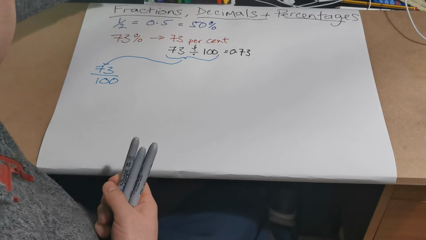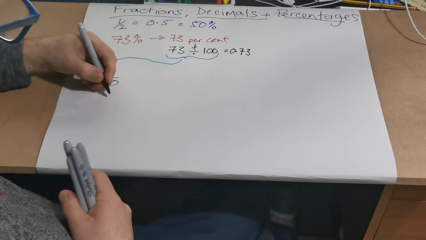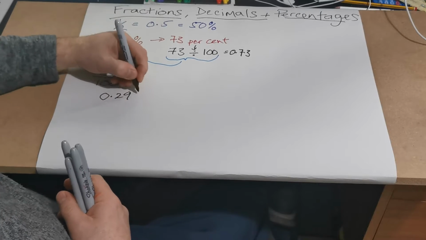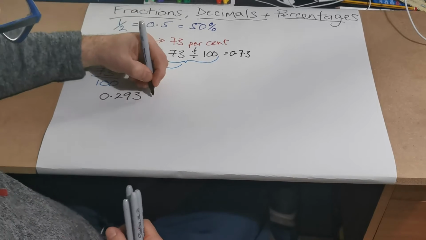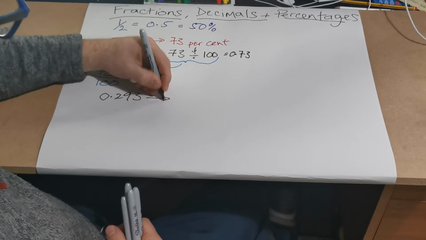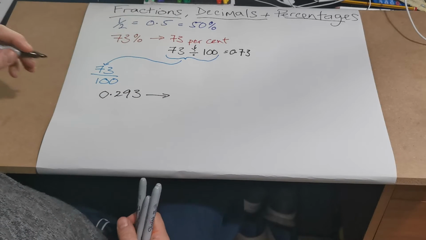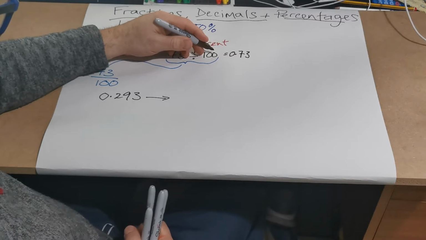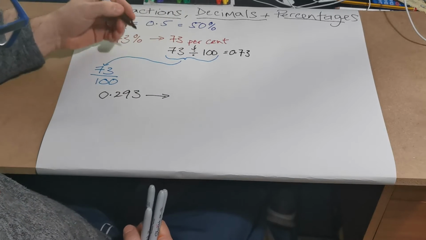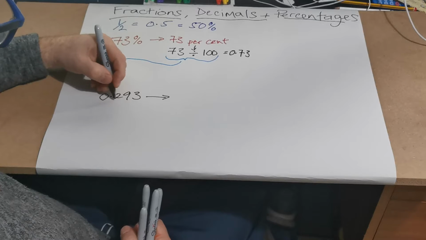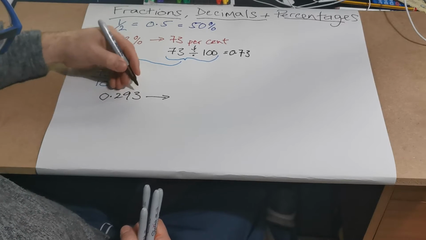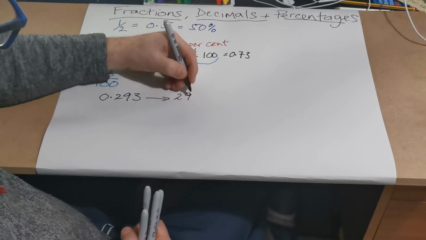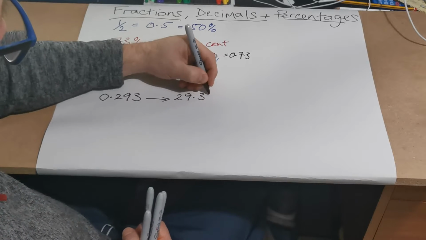Now say we were to start with a decimal, 0.293, let's make it a bit harder. Now we recognise that when we divide by 100 we move the decimal point 2 places. So if we hadn't divided by 100, we could move the decimal point 2 places back, which would give me 29.3%.